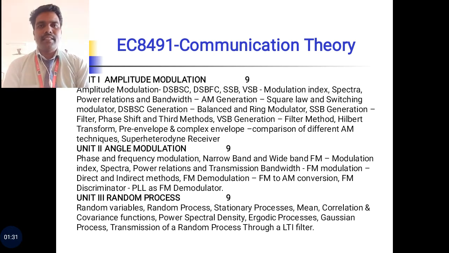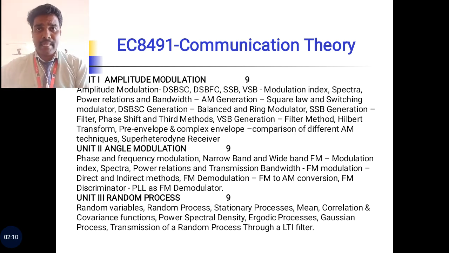After discussing these, we go for AM generation. AM generation means how to generate an AM signal and how to detect the AM signal. For AM generation, there are different types: the square law modulator and the switching modulator, and then AM detection. After that, the balanced ring modulator, SSB generation with the filter and phase shift methods, and finally we will discuss VSB generation in this unit. So the entire amplitude modulation, generation and detection comes under the category of the amplitude modulation unit.